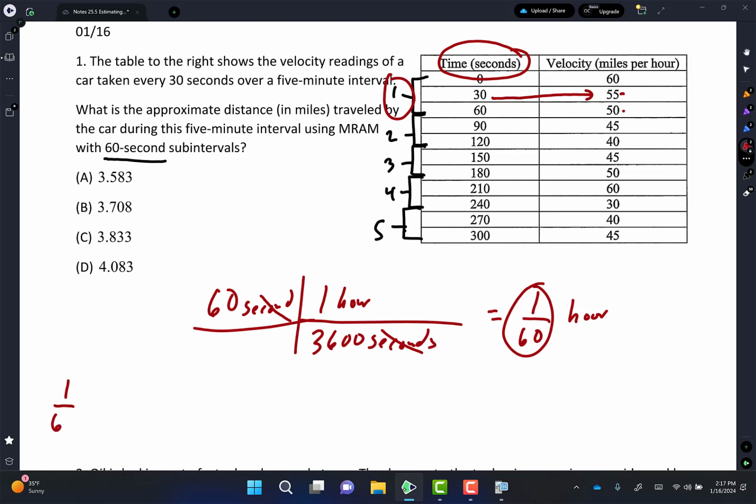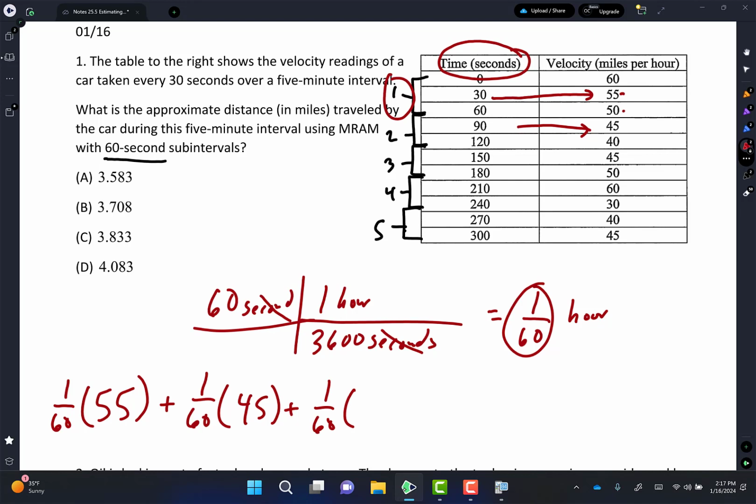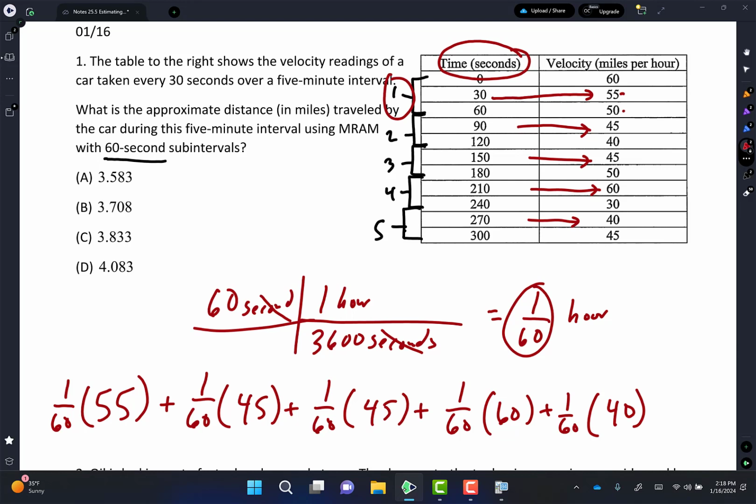I'm going to write 1/60th times 55 plus 1/60th times, what's the next one I'm going to use? 45, plus 1/60th times, what's the next one? 45, plus 1/60th times 60, plus 1/60th times, which one? 40. Can you factor out the 1/60th?